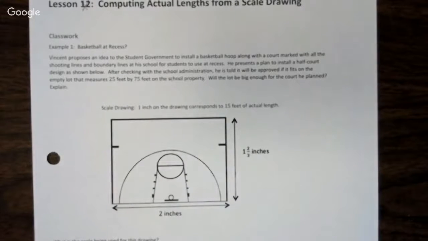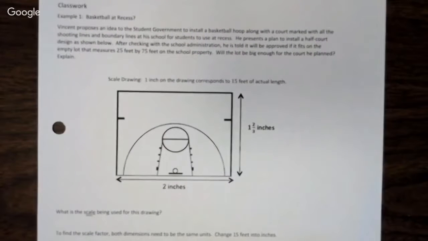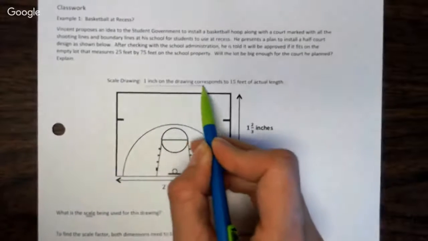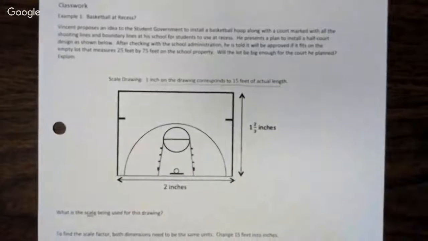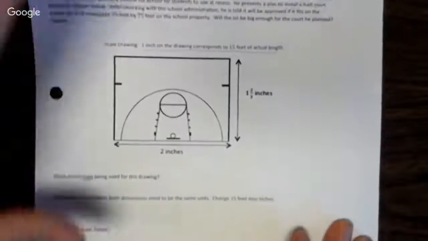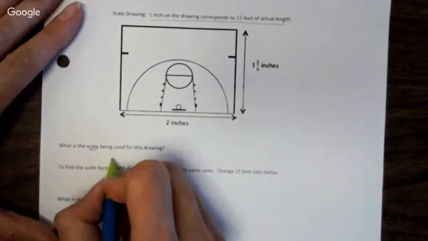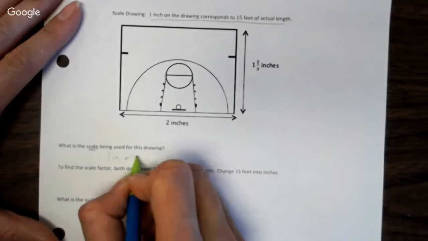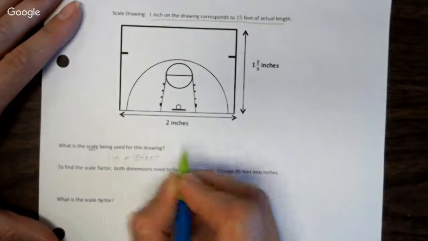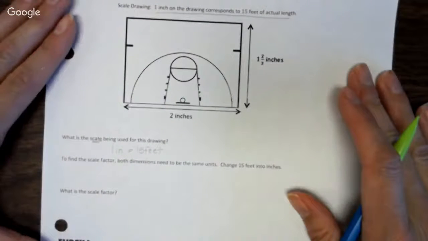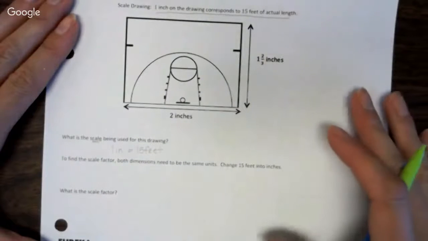The first question says, what is the scale? Now, scale is different than scale factor. A scale is usually listed on the map to tell us what the scale drawing units represent in real life. So up above here, it says 1 inch in the drawing corresponds to 15 feet in actual life. That's the scale. So 1 inch equals 15 feet. That's not the scale factor. The scale factor is what you use to figure out the dimensions.